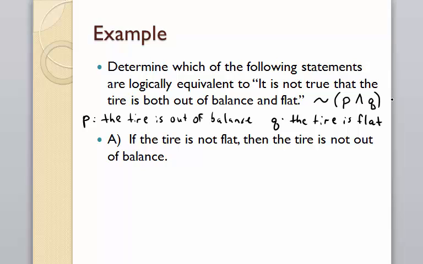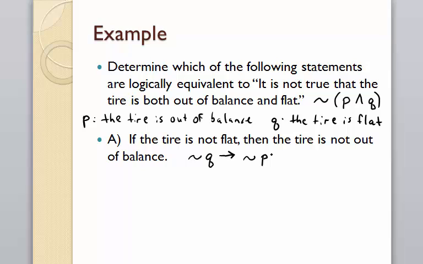So let's look at part A. Part A says if the tire is not flat, then the tire is not out of balance. So what is that asking us to prove? If the tire is not flat, so not flat would be a negation of Q, with an arrow. This says if the tire is not flat, then the tire is not out of balance. So not out of balance would be the negation of P.